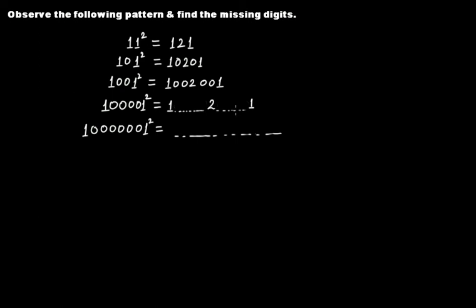Now, if you try to observe the pattern, then one pattern is very clearly visible, and that is on both the ends of each of these numbers there will be 1. So 1 and 1, 1 and 1, 1 and 1. Here also you'll have 1 and 1. Okay, this much is clear. Now observe the next pattern.